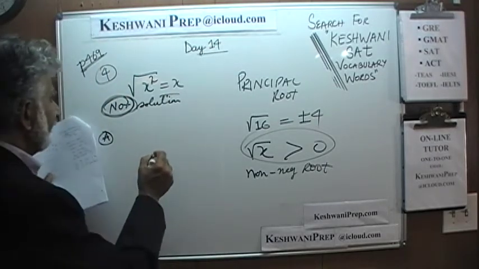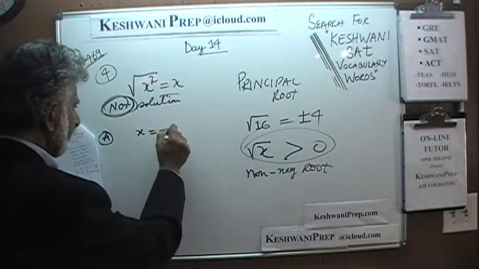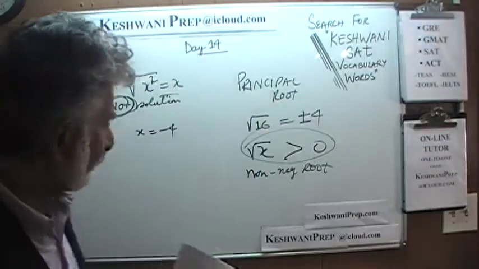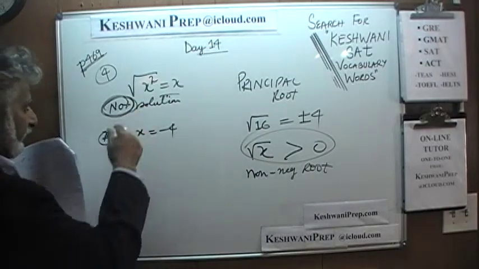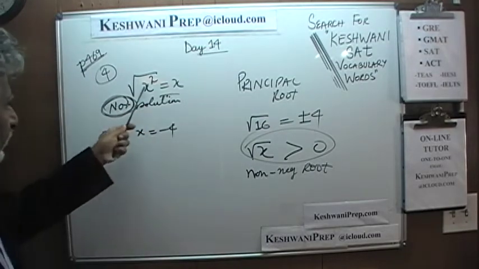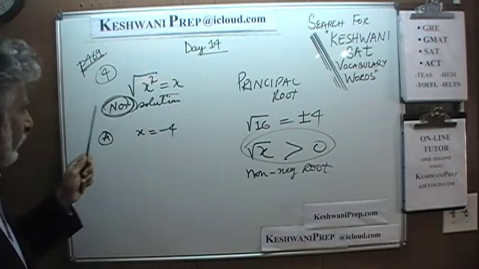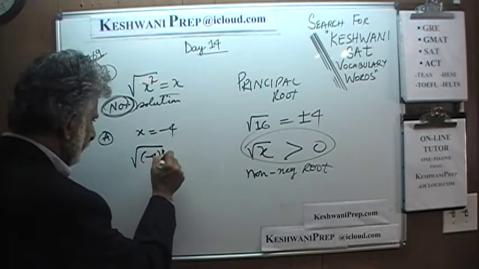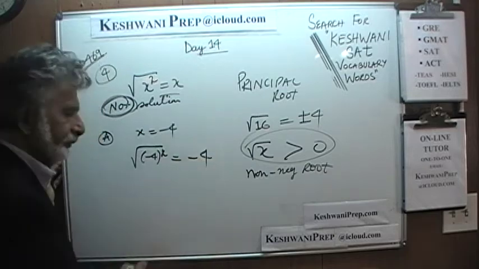Answer choice A says that x is equal to negative 4. Let's see if that's going to work. Can x be negative 4? Let's find out, shall we? So if you substitute the value of x in the equation that is given to us, we end up with the square root of negative 4 squared equals negative 4.